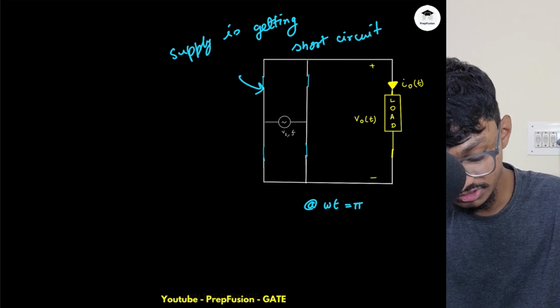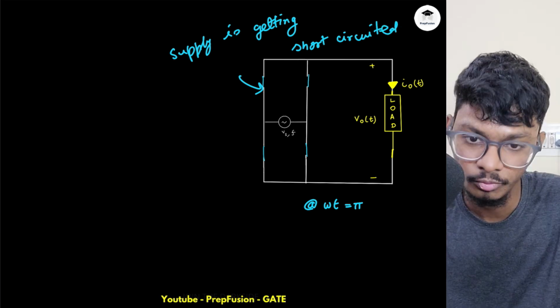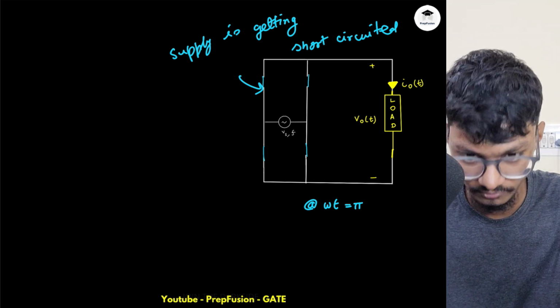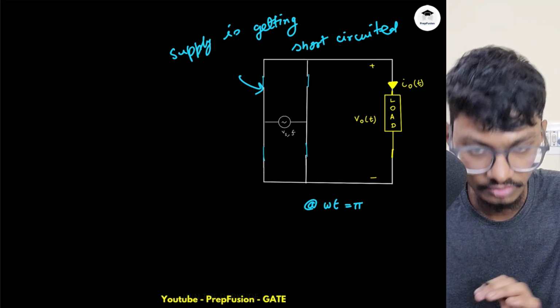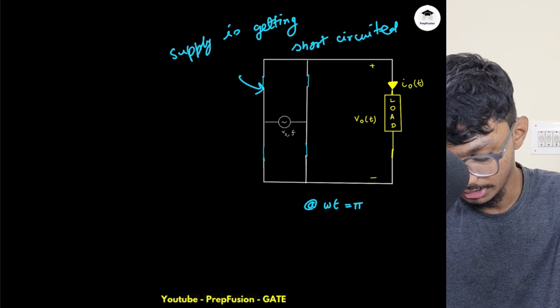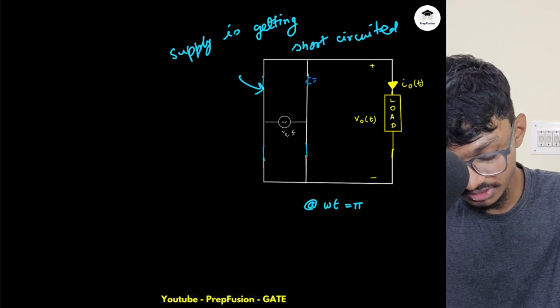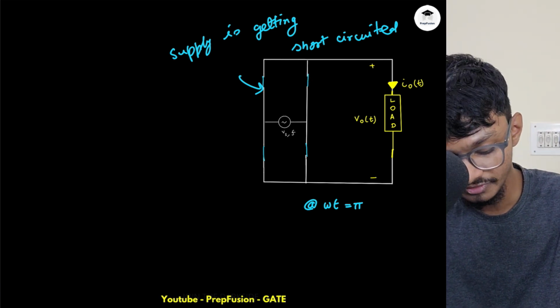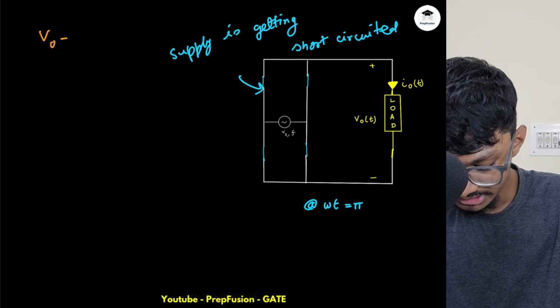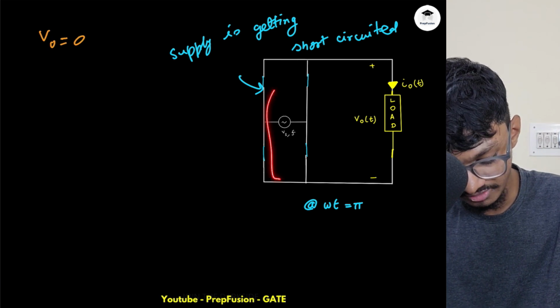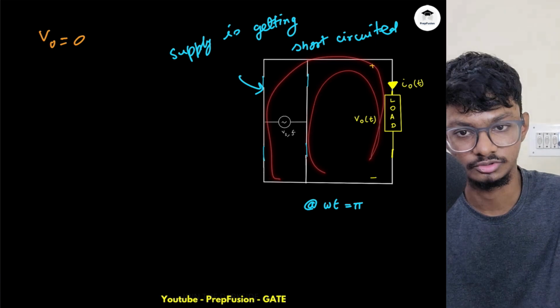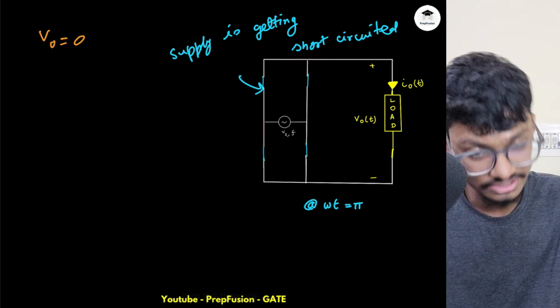Which is very, very dangerous. We have a few protection measures, but that is out of scope, so we will not study that. But the supply is getting short circuited. Here, what is happening to VO? VO is actually going to be 0. If you apply simple KVL, VO will be 0, because all 4 diodes are on. So that is actually what is happening.